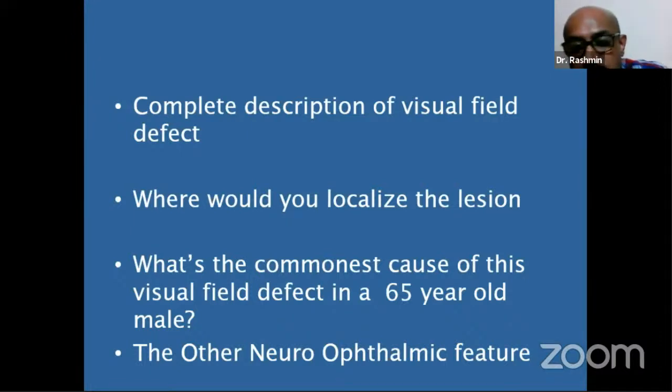Now, this is a bonus question or a trick question, a question where you can score marks. Generally, I will give you 2 marks for this. What is at least one other neuro-ophthalmic feature? Asymmetric OKN, sir. Fantastic. And why would you see asymmetric OKN?